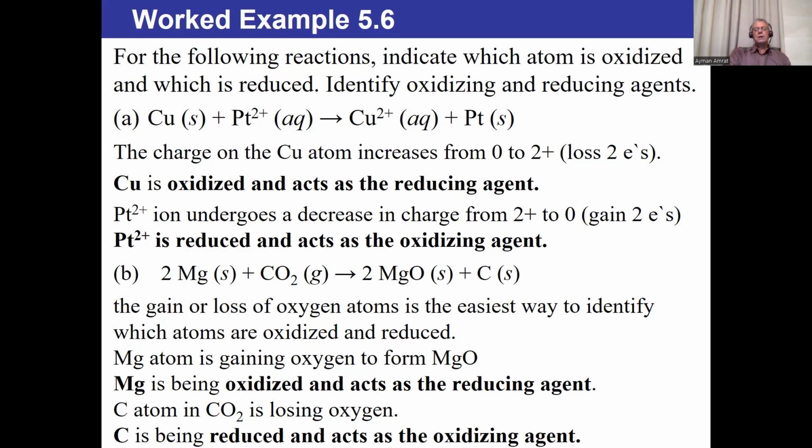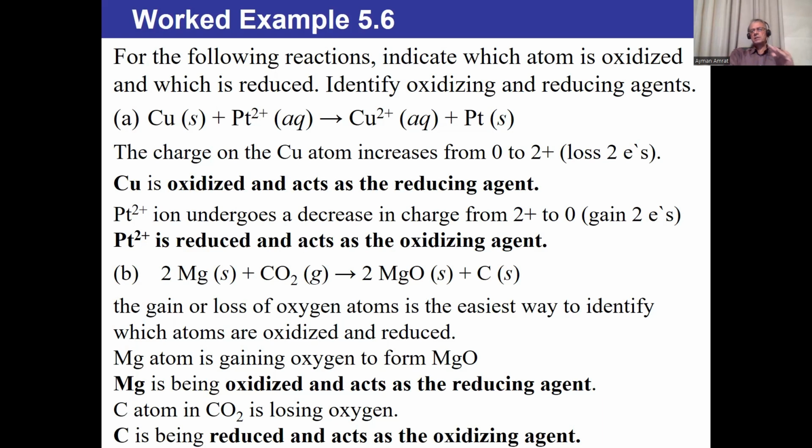Magnesium has a 0 charge in the metallic, elemental state. In the oxide, the Mg is +2. Mg converts from 0 to +2 by losing 2 electrons. Carbon dioxide is reduced to carbon by losing oxygen. The magnesium is oxidized and acts as the reducing agent, while carbon is being reduced and acts as the oxidizing agent.